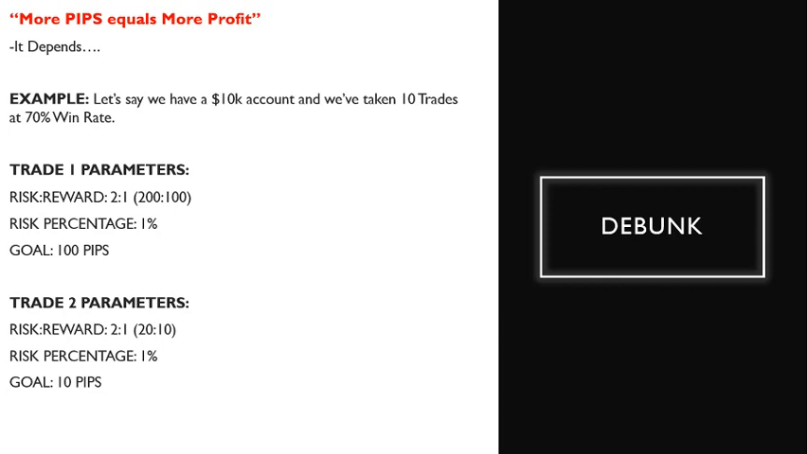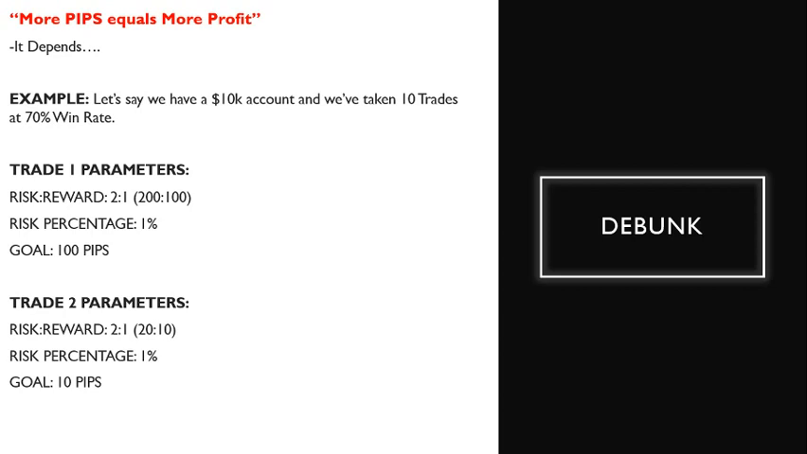Okay. So first, risk reward. We're going to use a 2-to-1. Now it's called risk reward, so the 2 is what? Risk. And the 1 is reward. Okay, risk percentage, 1%. That means we're going to risk 1% of our $10,000 account here. Our second trade is a 2-to-1, risk percentage is 1%, and the goal is 10 pips, where in trade 1, the goal is 100 pips, right?